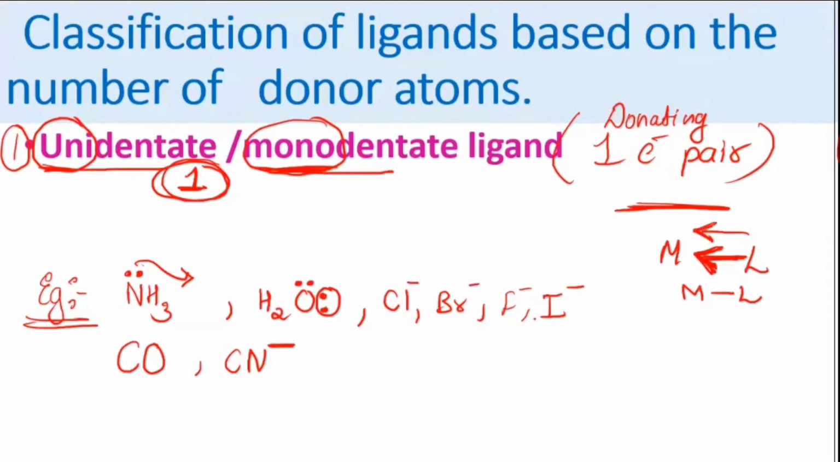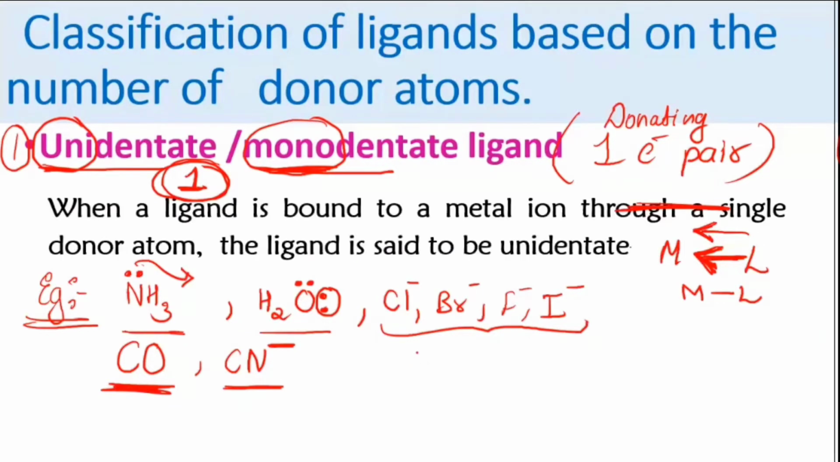As an example, as you can see here, we have ammonia, then there is water, all of these halogens. When they are in the negative charge halide form, they can donate the electron. Then this carbon monoxide and this CN minus, then there are many more. As we go on, you will come across that. Now we'll go for the next classification.